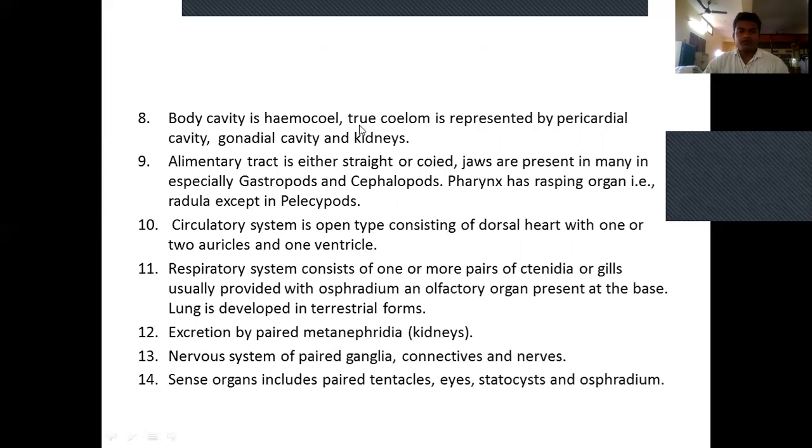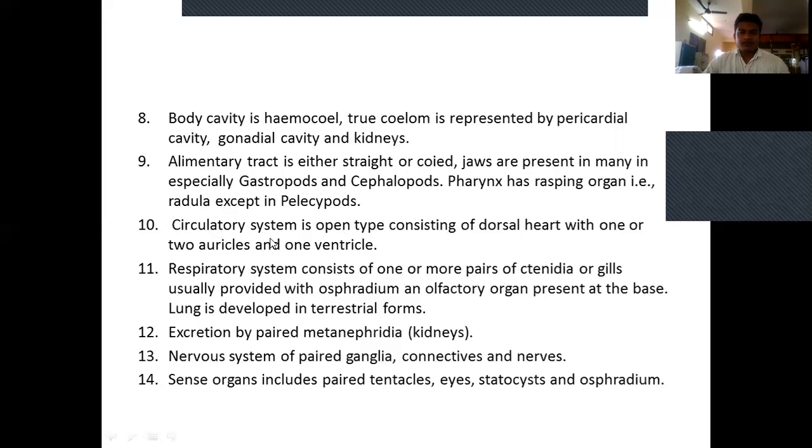Then body cavity is hemocoel. True coelom is represented by pericardial cavity, gonadial cavity, and kidney. Means the coelom is present, and this coelom is represented in three different forms of structures. That is, pericardial cavity is there, gonadial cavity, and kidneys are also present in paired form. Alimentary tract or digestive tract is either straight or coiled. Jaws are present in many, especially gastropods and cephalopods. Pharynx has a rasping organ, that is radula, except in class Pelecypoda in Phylum Mollusca.